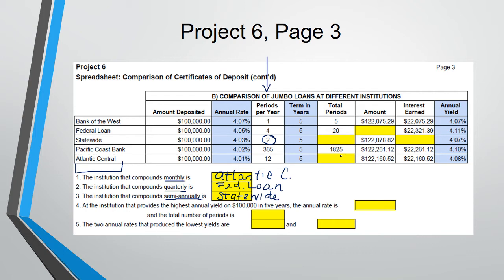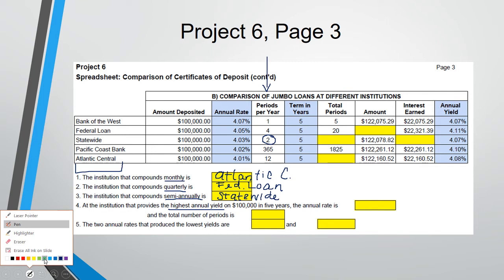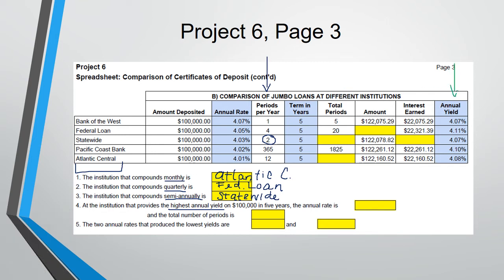Alright, now we go on to the next one. It says, at the institution that provides the highest annual yield on $100,000 in 5 years, the annual rate is blank. So we're looking for the institution that provides the highest annual yield. So that means we need to take a look at this column over here, the annual yield column. So take a look at it. Which number is the highest? It's going to be 4.11.